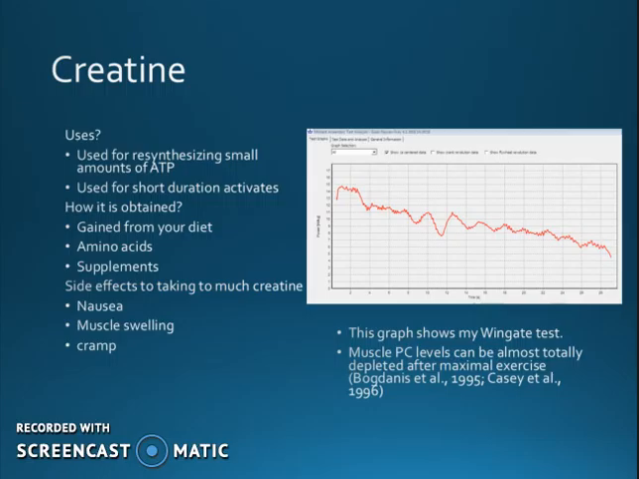So as we can see here, this is the Wingate test, and the data clearly shows that the level of power produced decreases due to levels of the PC depleting. So as we can see, it drops down, and then as the PC runs out, it keeps on dropping more until all the PC runs out and you stop.